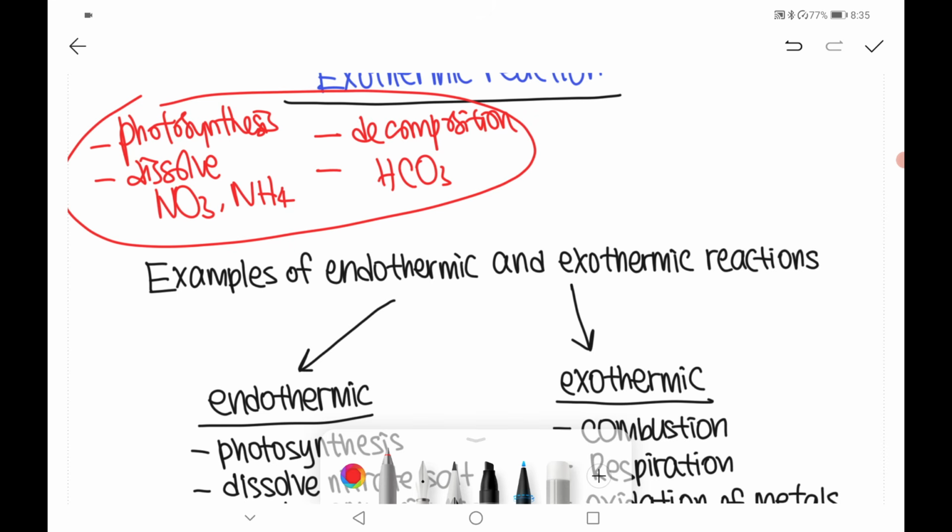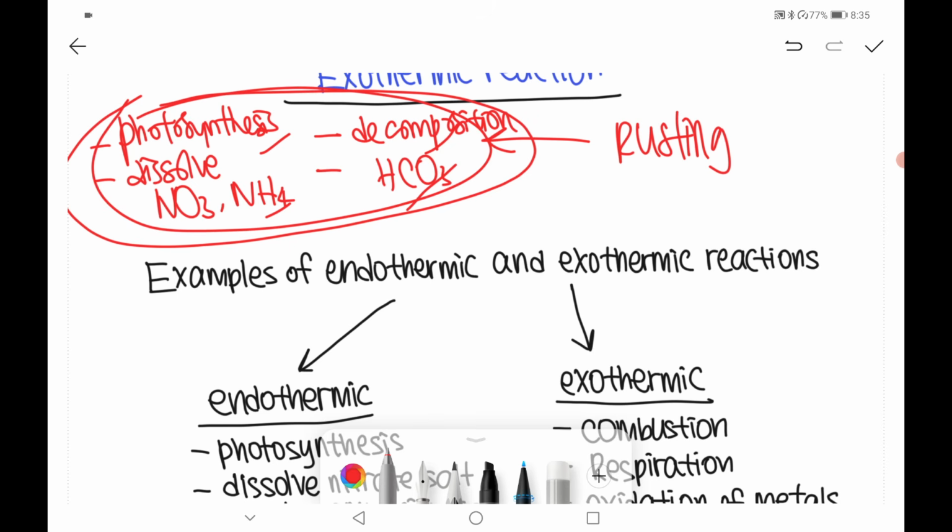You can choose whether you want to memorize or not. If you want to memorize, only memorize this. All the other examples which are not here, they are exo. For example, rusting. Rusting is not inside here, so it's exo. For example, combustion. Combustion means burning. Combustion is not inside here, so it's exo.